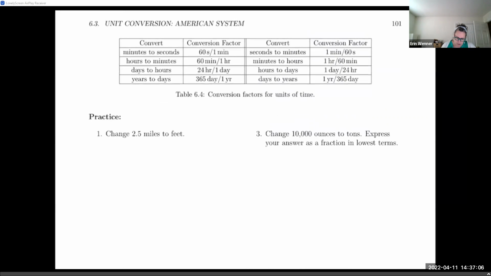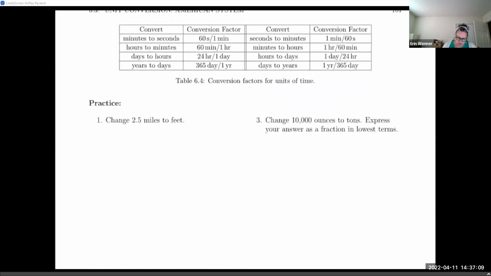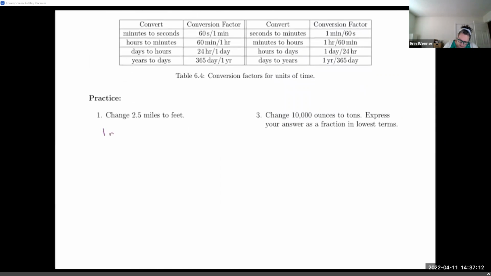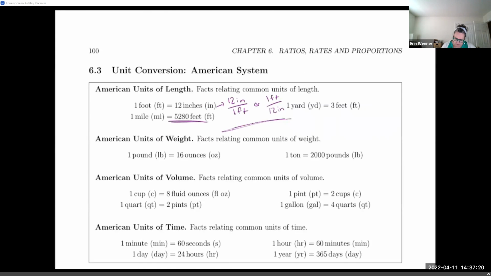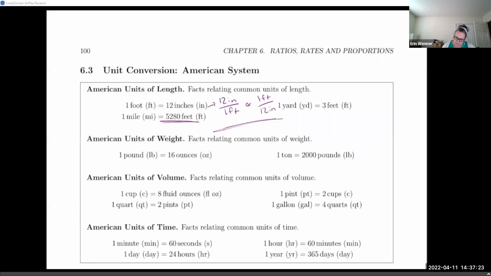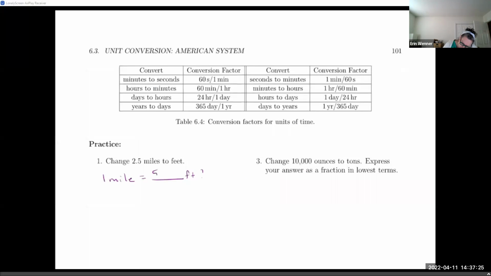So it says change 2.5 miles to feet. So we're going to say that 1 mile is equal to how many feet? Well, if we go to the previous page, we can see that 1 mile is equal to 5,280 feet. And how am I going to convert this? Well, we use something called dimensional analysis. And what does that mean? Well, I'm going to take the unit I'm trying to convert.